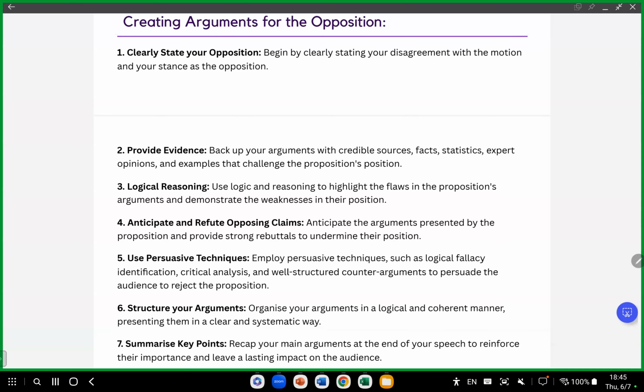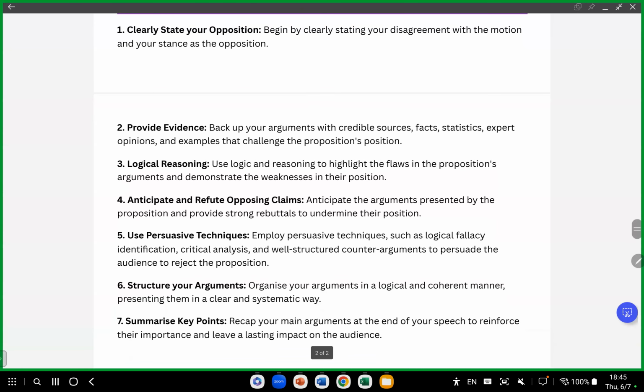So, number one, clearly state your opposition. Begin by clearly stating your disagreement with the motion and your stance as the opposition. So right from the beginning, you need to let the audience know that you disagree and that you're going to try to convince them to disagree as well.